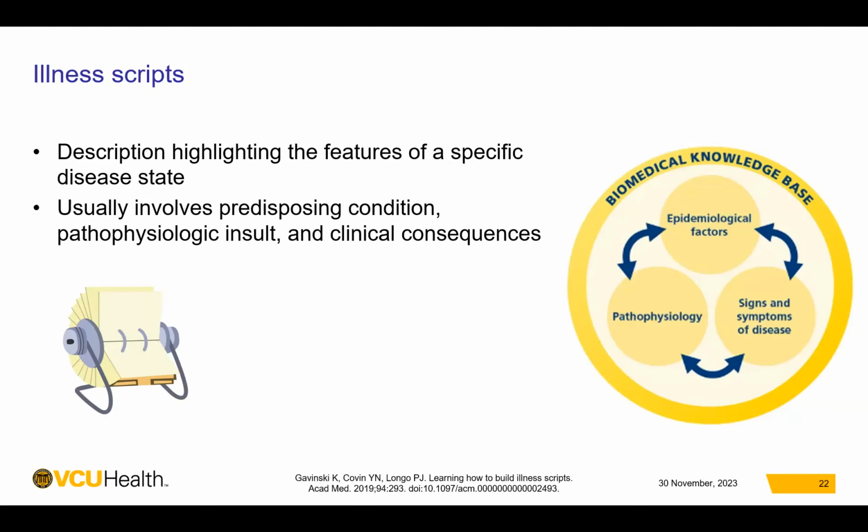Illness scripts are the description of disease states that you have on your differential diagnosis list. This also involves a predisposing condition, sometimes a pathophysiologic insult, and then the clinical consequences or manifestations. I like to think of them, I don't know if everyone is old enough in this audience to know what that thing on the left is, but I like to think that I have a giant Rolodex in my head full of cards with all of the diseases I've come across.